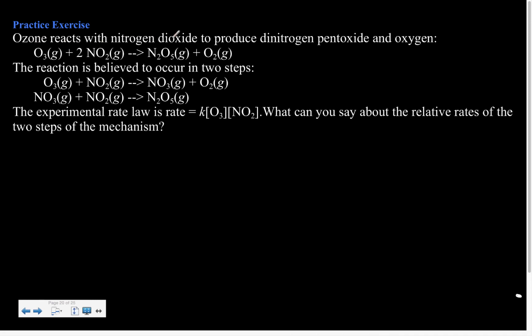Ozone reacts with nitrogen dioxide to produce dinitrogen pentoxide and oxygen. The reaction is believed to occur in 2 steps. So it's telling you that these are the steps of the mechanism, basically our elementary steps. The experimental rate law is this. What can you say about the relative rates of the two-step mechanism?